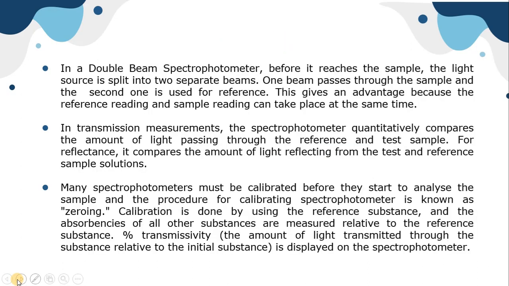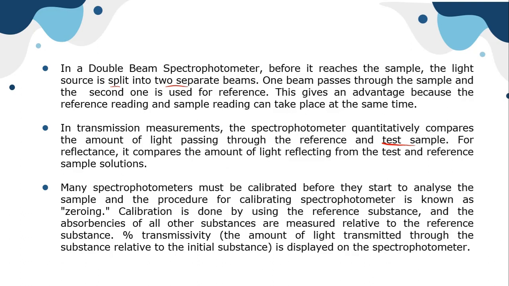Whereas with the double beam one, before it reaches a sample, the light is split into separate beams. We're just reading this now, and then we're going to show you an image afterwards. One beam passes through the sample, and the second one is used for reference. Because of this, the reference reading and the sample reading can take place at the same time. In transmission measurements, the spectrophotometer quantitatively compares the amount of light passing through the reference and the test sample, the one that we're testing. For reflectance, it compares the amount of light reflecting from the test and reference sample.